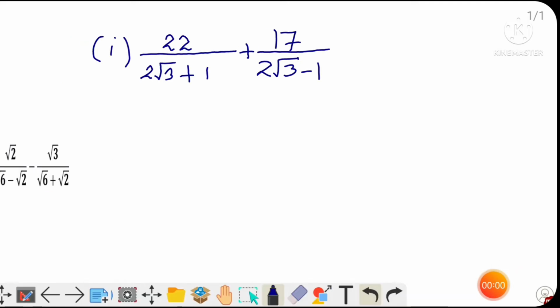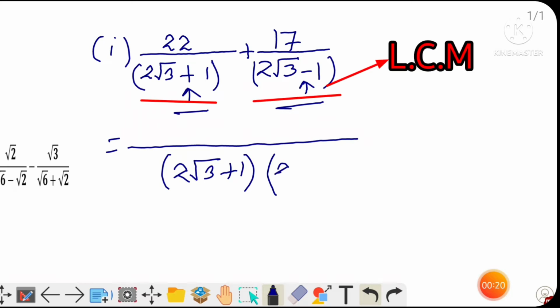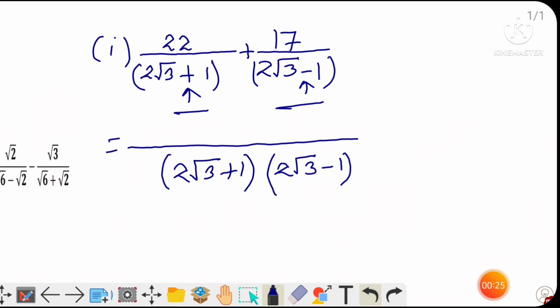So question number 1, we have 2 root 3 plus 1 and 2 root 3 minus 1 in the denominator. Since both are different, we'll take both as the LCM in the denominator. In this type of question, if the signs are different, then we have to take both in the denominator as their LCM. If the sign is same and the number is same, we'll only take one number in the denominator as the LCM. So here in the denominator there is 2 root 3 plus 1.